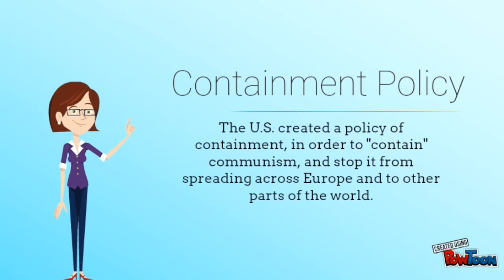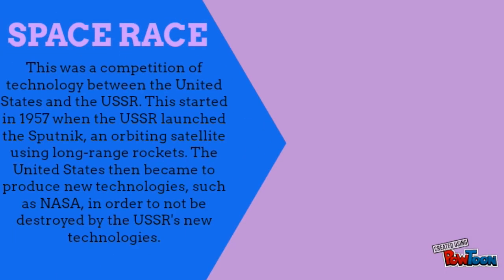Next is the containment policy. The U.S. created a policy of containment in order to contain communism and stop it from spreading across Europe and to other parts of the world, as seen in the Truman Doctrine. Then we have the space race. The space race is a competition of technology between the United States and the USSR.